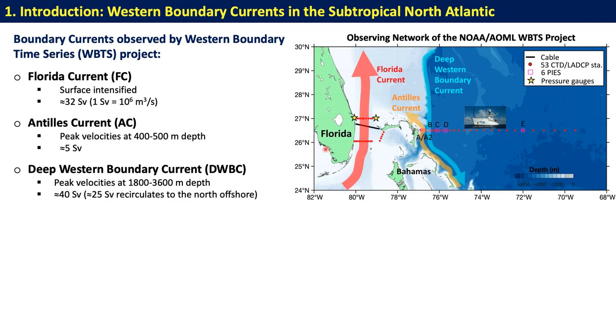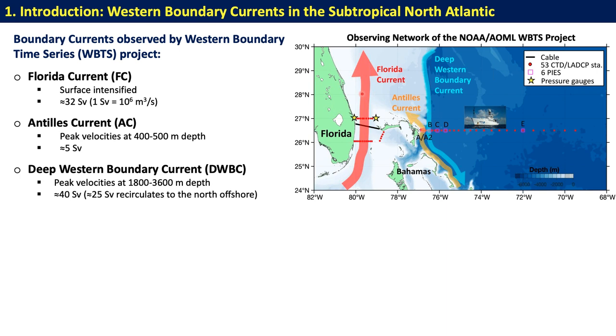The Florida Current is the name given to the Gulf Stream as it passes through the Straits of Florida, and it has a mean volume transport of about 32 sverdrups. It is one of the three western boundary currents in the subtropical North Atlantic. The other two are the upper ocean, northward flowing Antilles Current and the southward flowing Deep Western Boundary Current, and both are found along the continental shelf break just to the east of the Bahamas.